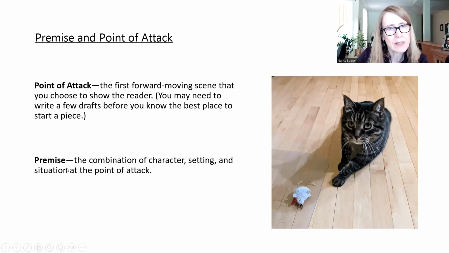And then premise is closely related to point of attack. Premise is the combination of character, setting, and situation at the point of attack.